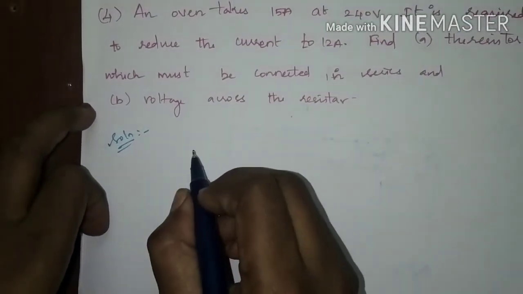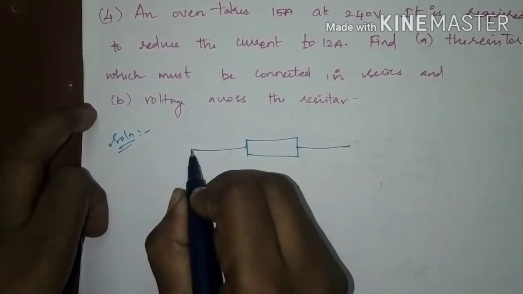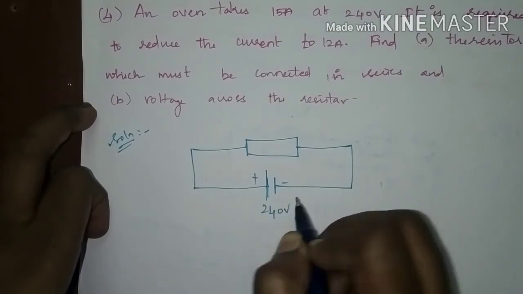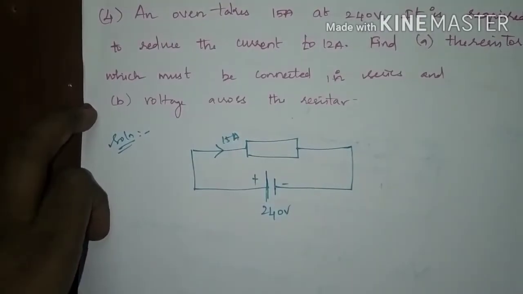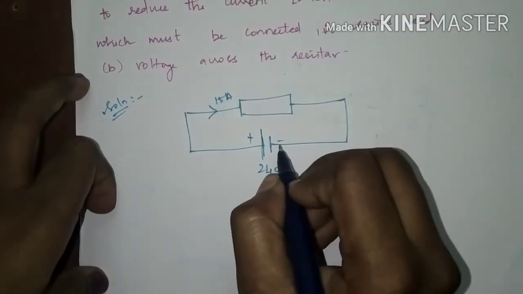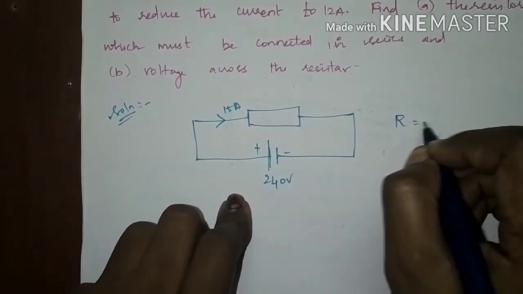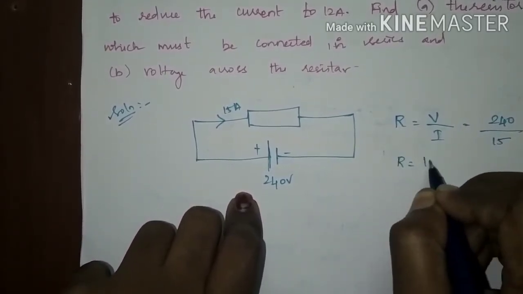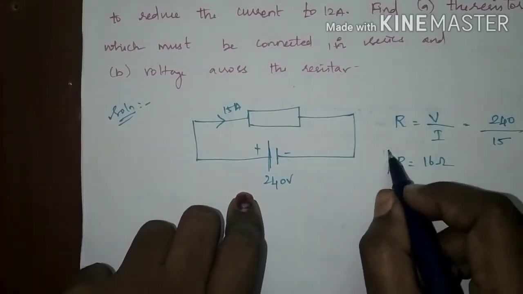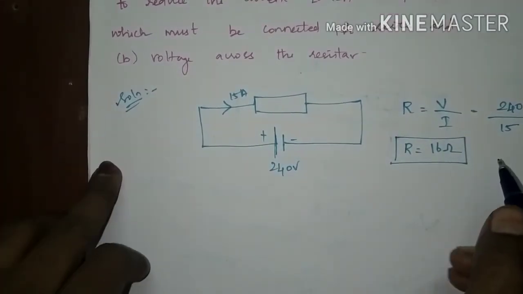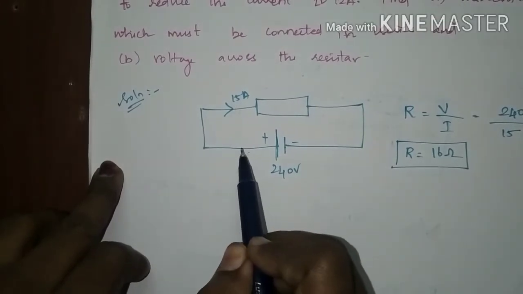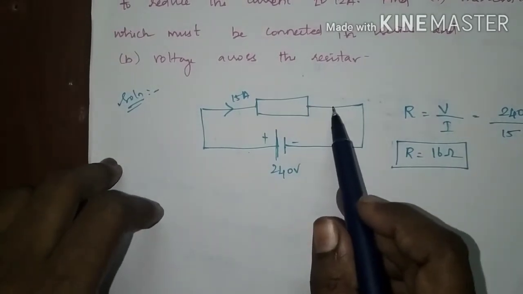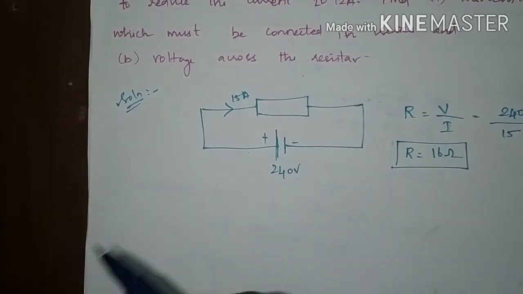See, first the oven has been connected to a 240 volt supply and it takes a current of 15 ampere. So the resistance of this condition would be, according to Ohm's law, R is equal to V by I. So 240 divided by 15 ampere, the resistance is 16 ohm. Now the current must be reduced, right? The current must be reduced to 12 amps. So we have to connect a resistor to reduce the current value, right?